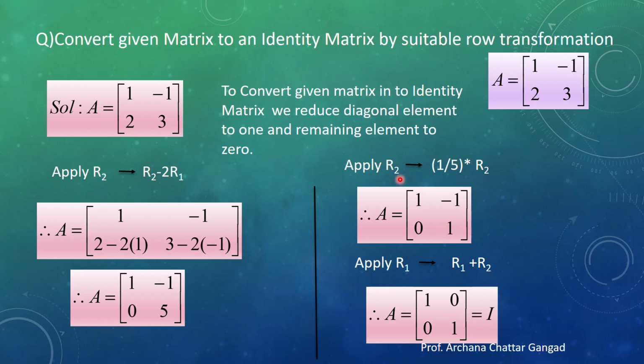So perform on second row 1 by 5 star R2. That means multiply with second row. So first row remains as it is. Second row 0 into 1 by 5, we get 0. There will be no change. And this position A22, 5 into 1 by 5, we get the value 1 here. So diagonally we get 1. Here off diagonal 1 element we get 0.